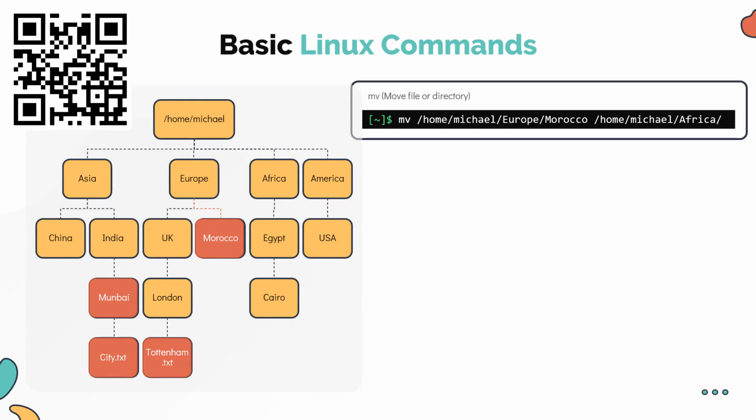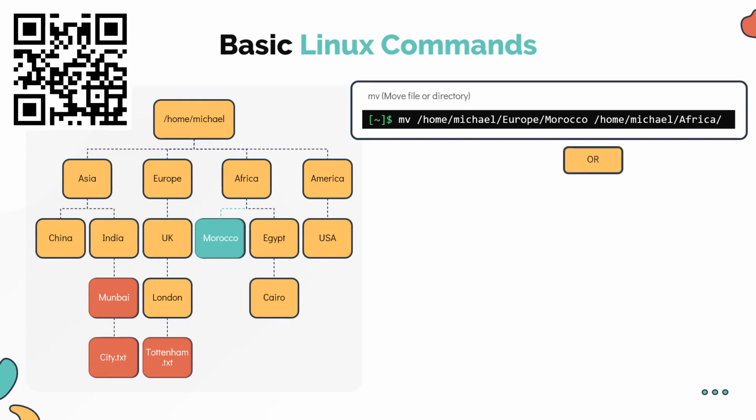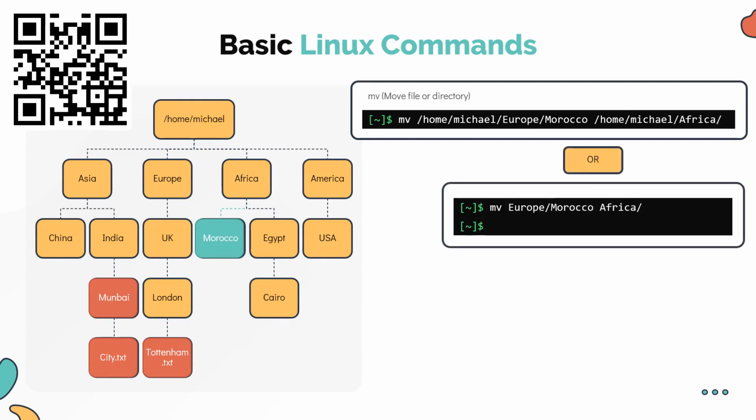mv /home/Michael/Europe/Morocco, followed by the second argument, which is the destination directory, /home/Michael/Africa. This will move the directory from Europe to Africa. Or you can also use the relative path to achieve this. But before you do, please be aware of your present working directory.